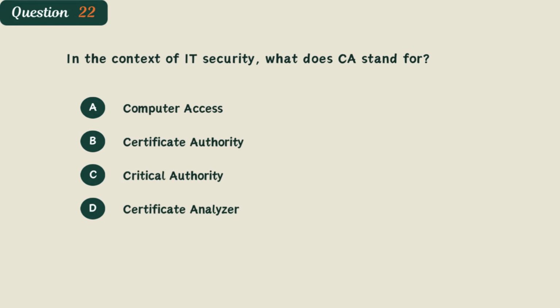Question 22. In the context of IT security, what does CA stand for? A. Computer access. B. Certificate authority. C. Critical authority. D. Certificate analyzer.